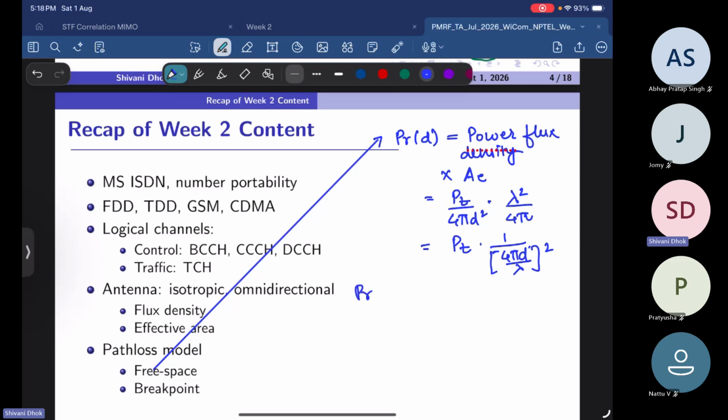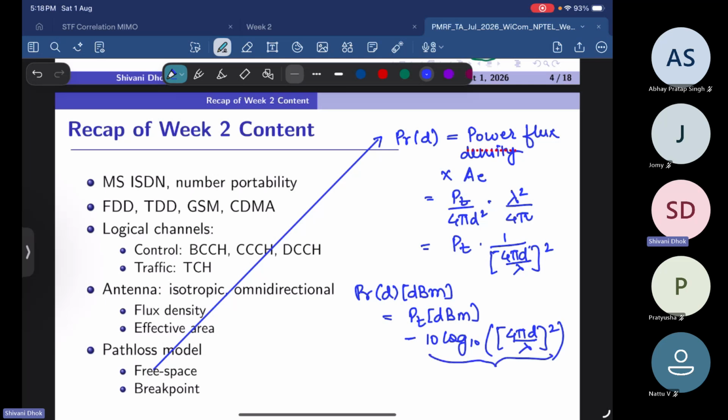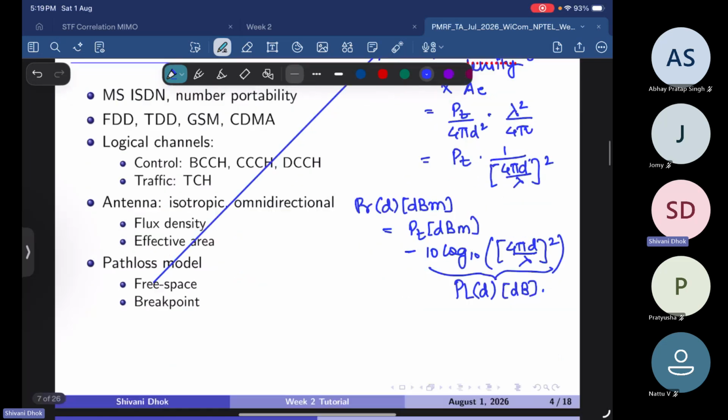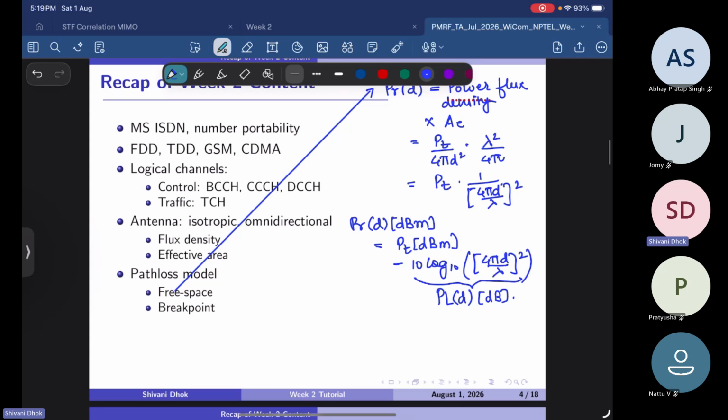So your received power in dBW or dBm is your transmit power in dBm minus 10 log to the base 10 of (4 pi d by lambda) whole squared, and this is your path loss at distance d in dB. So this was your free space path loss model.